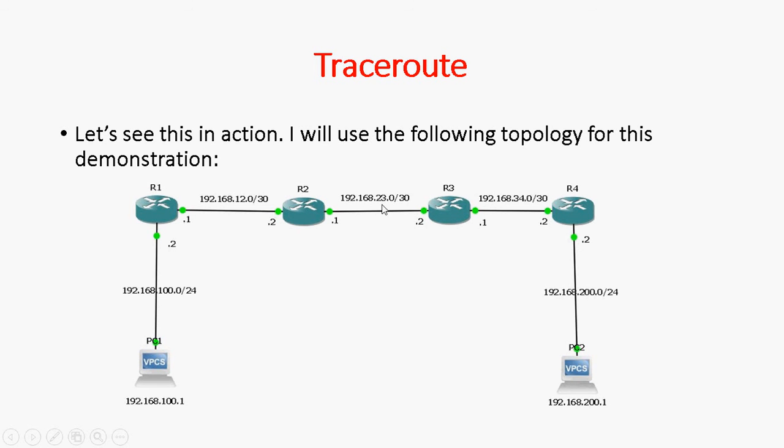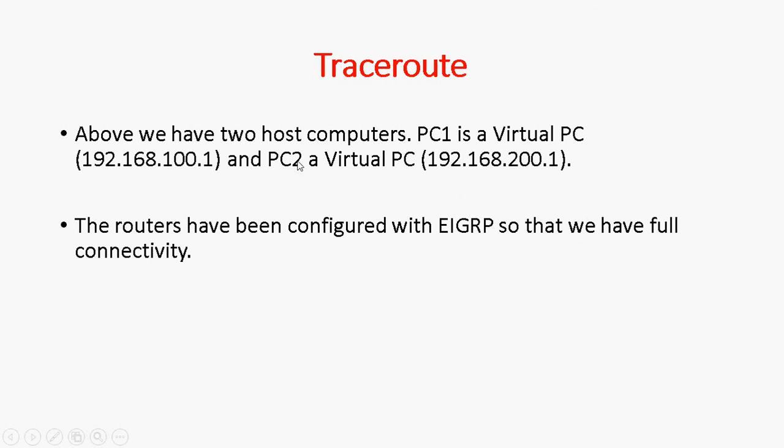I will use the following topology for this demonstration. From R1 to PC1 in this network I am using 192.168.100.0/24 network, and R1 to R2 I am using 192.168.12.0/30, here .1 and .2, and R2 to R3 I am using 192.168.23.0/30, and R3 to R4 I am using 192.168.34.0/30, and R4 to PC2 I am using 192.168.200.0/24 network.